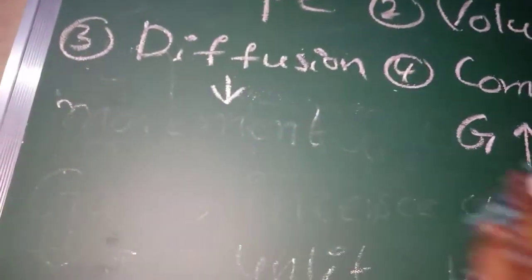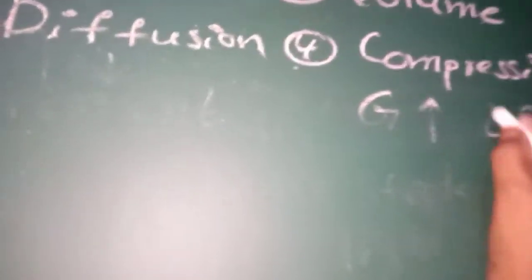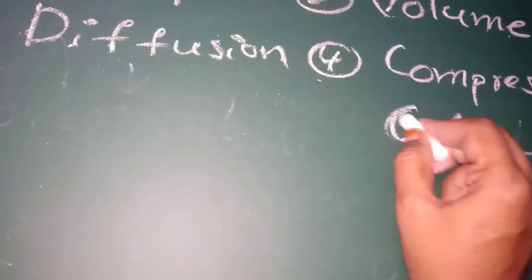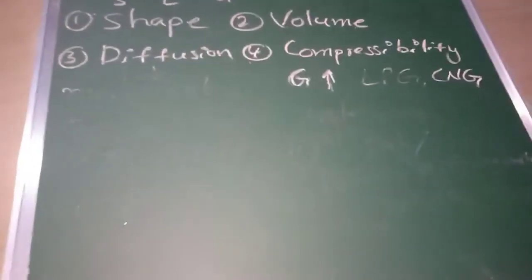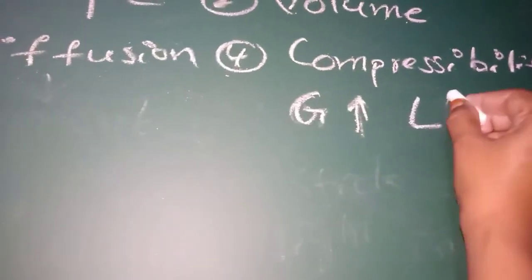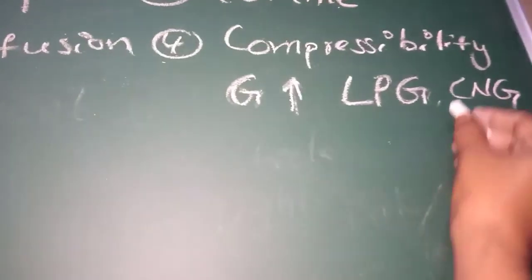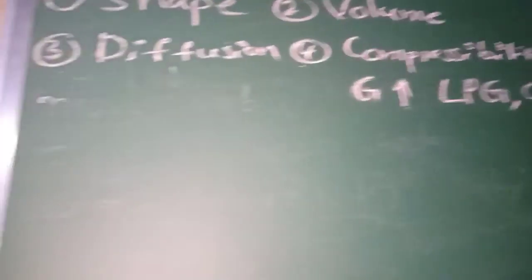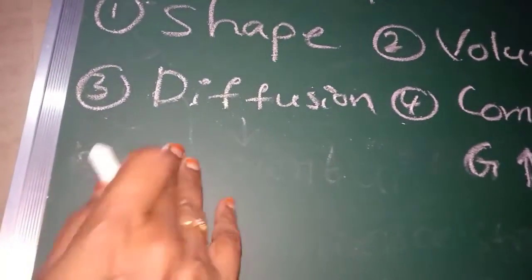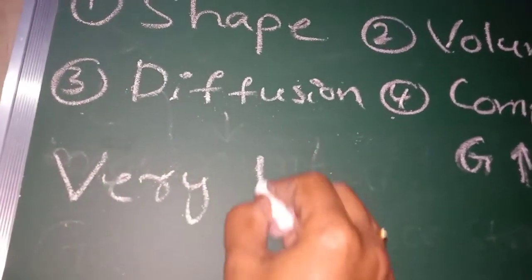So by these four properties, we said that by compressibility only we make LPG cylinders and CNG cylinders, and LPG is used as fuel for cooking, and CNG as fuel for automobiles. And also the diffusion property is a very important property to us.